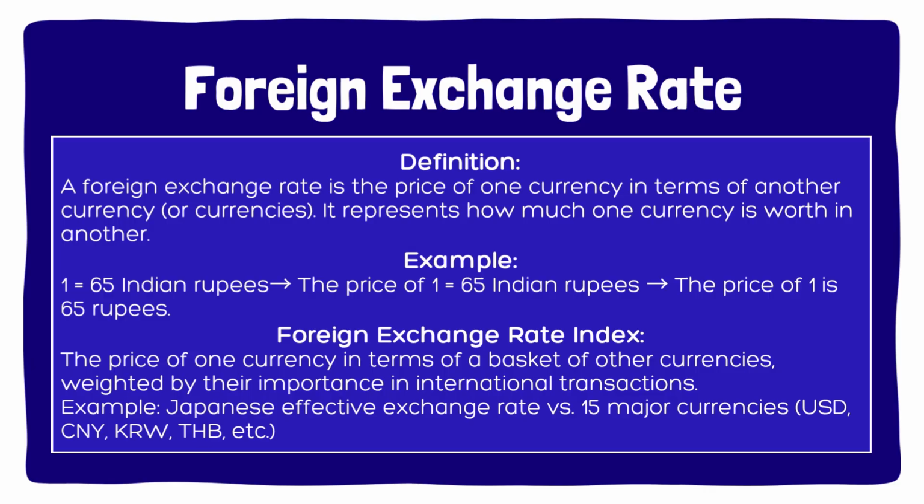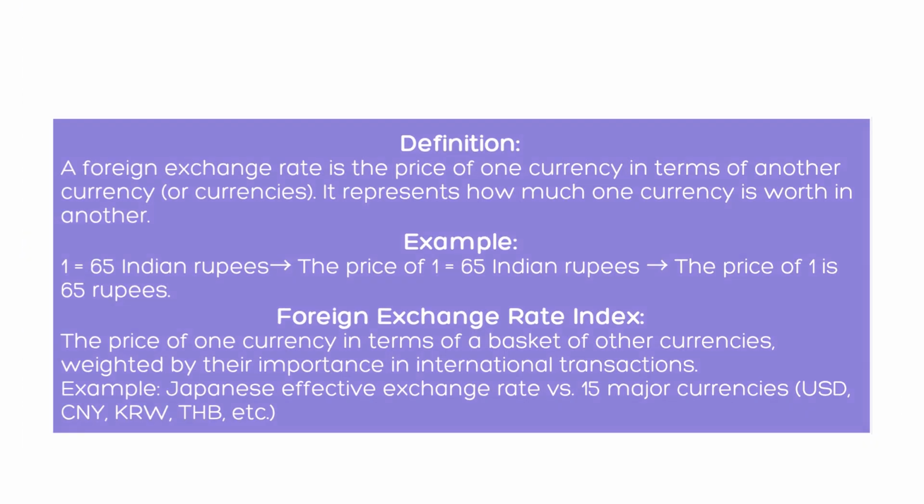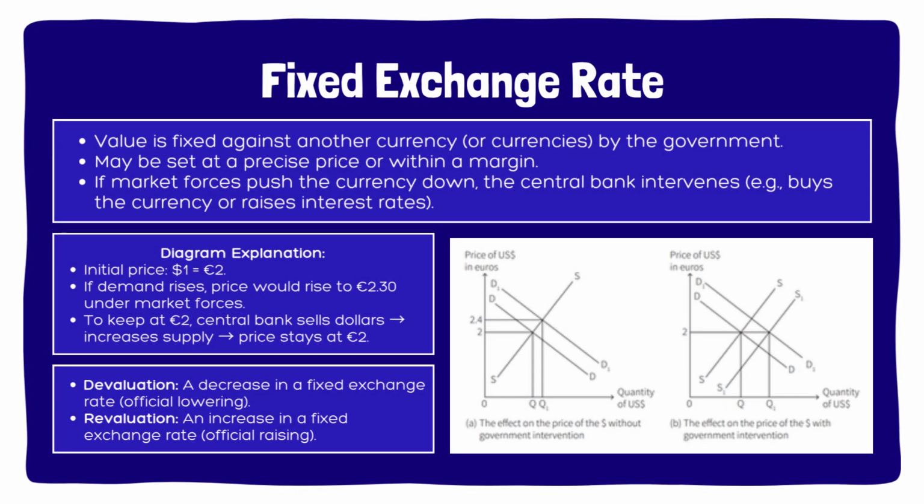There is also something called a foreign exchange rate index, which measures the value of a currency against a basket of other major currencies. These currencies are weighted according to their importance in international trade and financial transactions. There are two main types of exchange rate systems: fixed exchange rates and floating exchange rates.